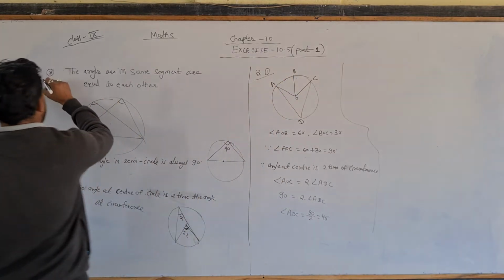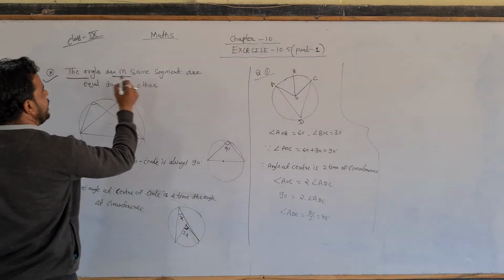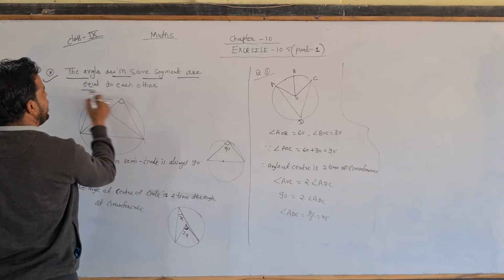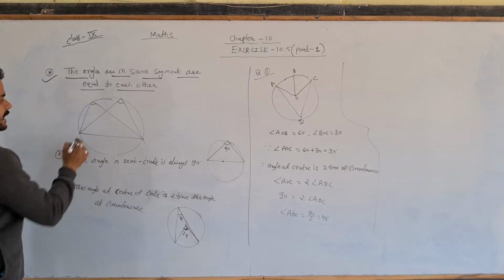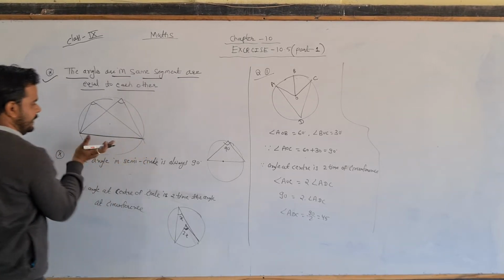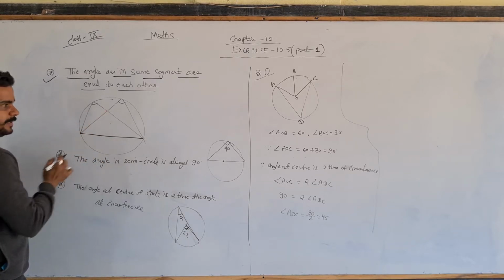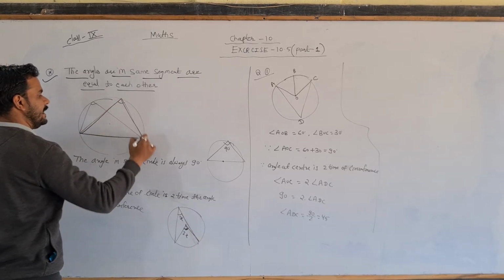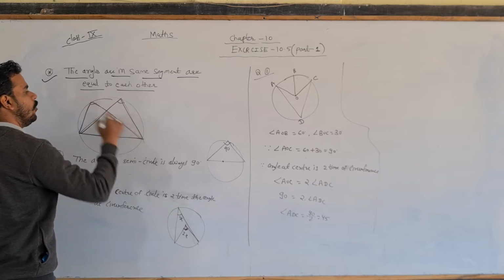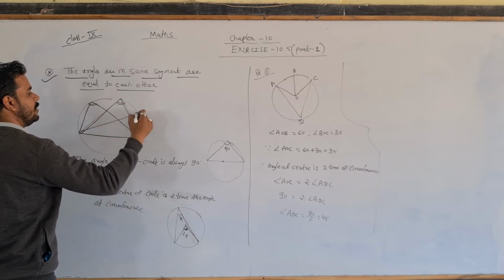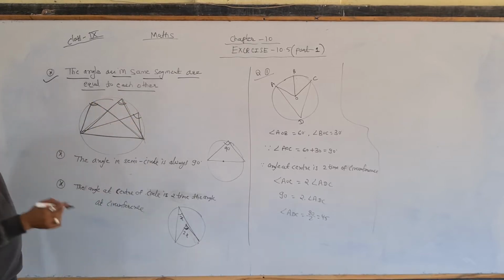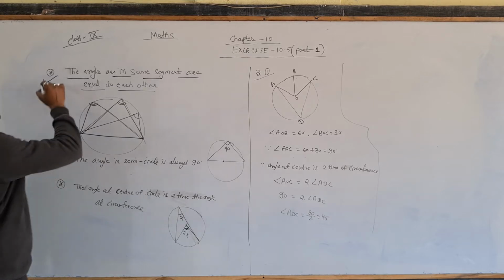The first property is like this: the angles in the same segment are equal to each other. If this is one segment and this is the second segment, then all the angles in the same segment are equal to each other. This is our first property.